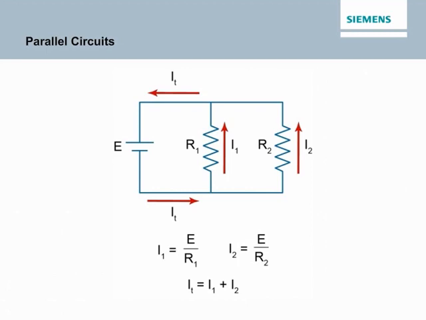If the voltage and resistance of each resistor are known, the current through each resistor can be determined by dividing the voltage by the resistance of that resistor. In this circuit, the total current is the sum of the current flowing through R1 plus the current flowing through R2.